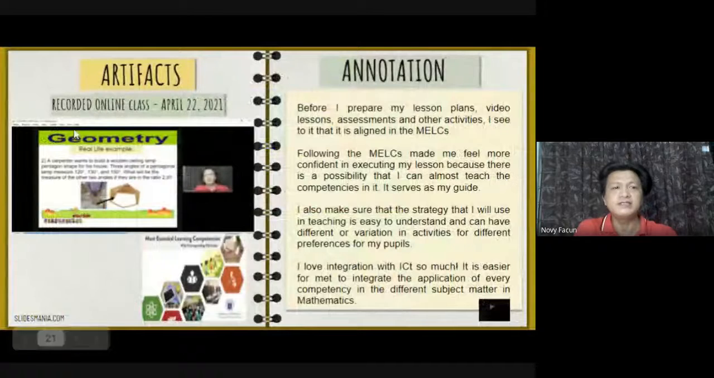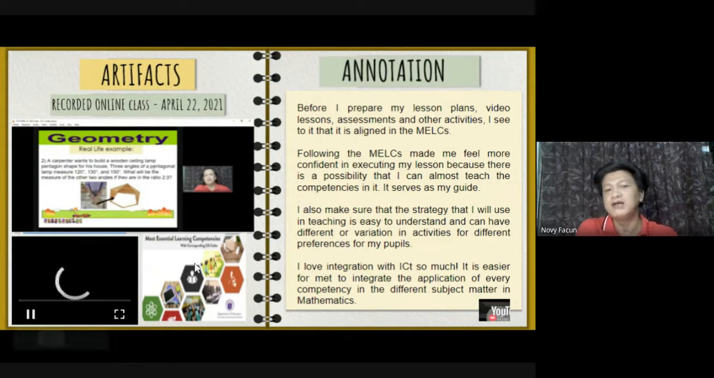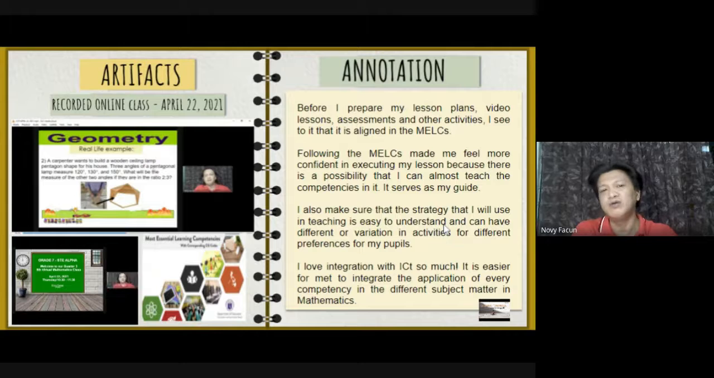Okay, another is the recorded online class during my CO, no? Yung April 22, 2021. So, ang lesson ko naman dyan is the interior angle sum of polygon. Ganun pa rin, isipin mo pa rin yung alignment dun sa lesson mo, activities sa MELC natin.